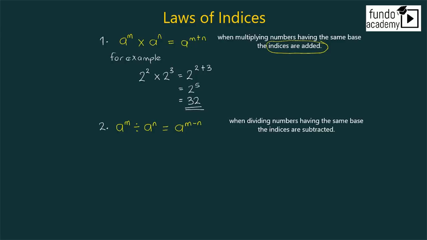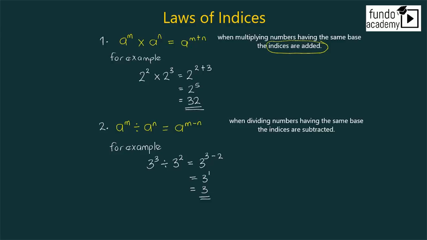So we can look at an example where we have 3 raised to the power of 3 divided by 3 to the power of 2. Since the bases are the same, then we subtract the powers, so we get 3 to the power of 3 minus 2, and that is 3 to the power of 1. Any number to the power 1 remains the same, so our solution right there is 3. So that's our second law of indices.